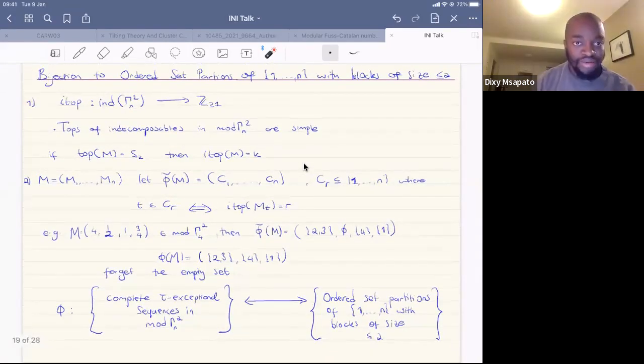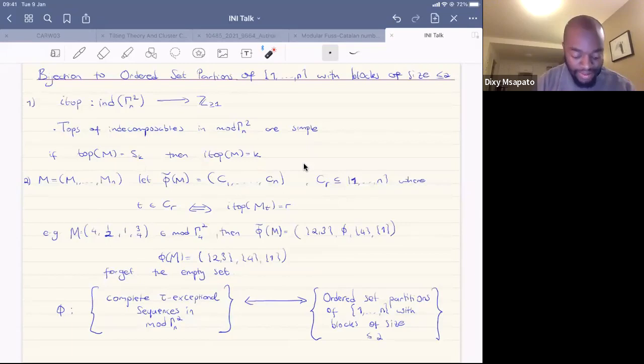So the first step is we construct a map which we call I-top, or the index of the top. It takes an indecomposable module in mod Γ_n^2, and maps it to a positive integer greater or equal to 1. So it's a fact that the tops of indecomposables in mod Γ_n^2 are all simple. So if an indecomposable M has top the simple at k, then I-top of M is going to be equal to k.